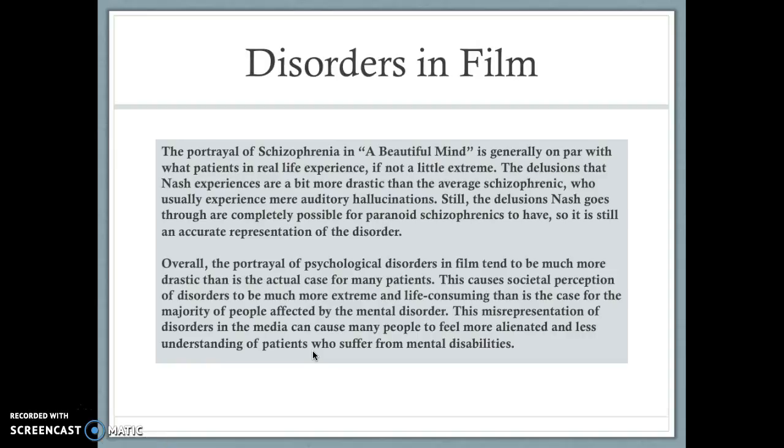Specifically in A Beautiful Mind, the portrayal of schizophrenia is generally on par with what patients in real life experience, but it is a little bit extreme. The delusions that Nash experiences are more drastic than the average schizophrenic, who usually just experience auditory hallucinations. But still, in the end, Nash goes on to have delusions that are completely possible for paranoid schizophrenics to have, so it is an accurate representation of the disorder.